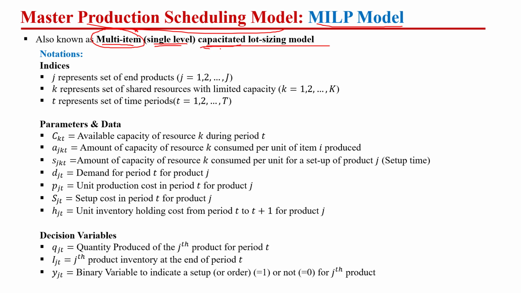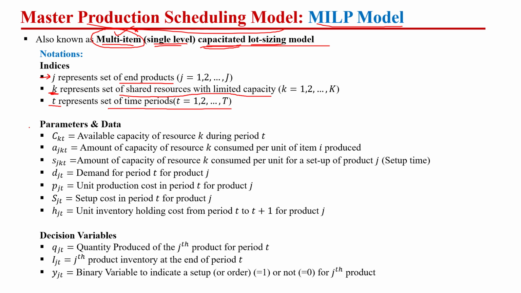And capacity means we are going to consider the capacity constraint as well, and then we are interested in finding out the lot size. In order to develop the mixed integer linear programming model and represent the multiple products, we have the notation index J, representing the set of end products. If there are multiple resources, you can say multiple machines, that are going to produce these end products, then we can represent that index with K. K is representing the set of shared resources, or the machines which have limited capacity. T is representing the set of time periods.